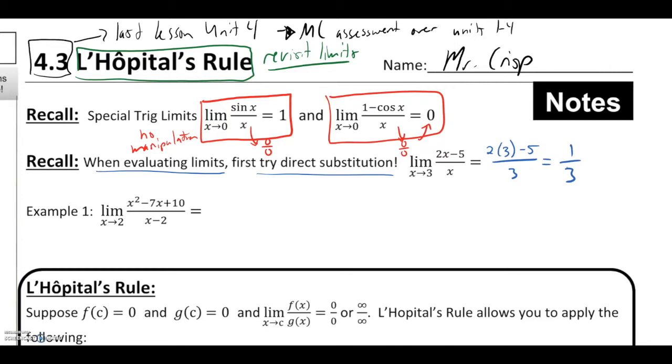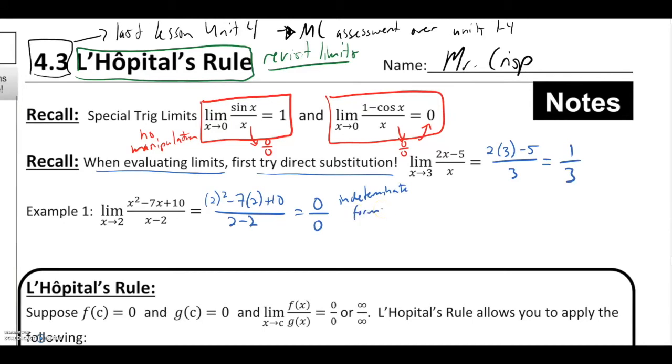But if we recall, the problems were not always that straightforward. For example, if you do the limit as x approaches 2 of x squared minus 7x plus 10 over x minus 2, this gave us a situation where we had 0 over 0, or what we called the indeterminate form.